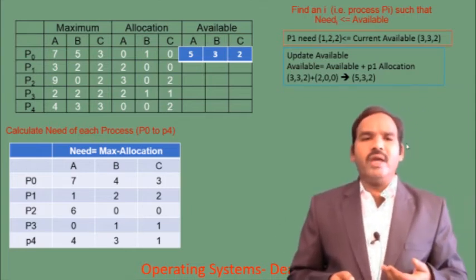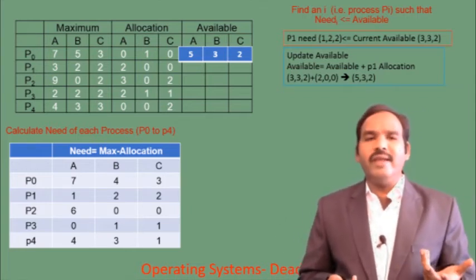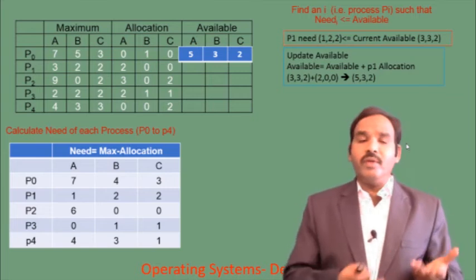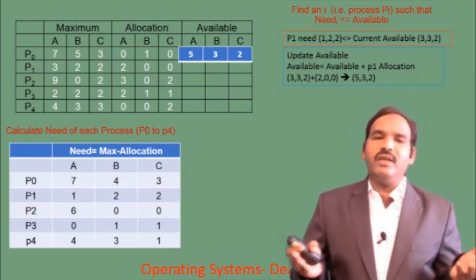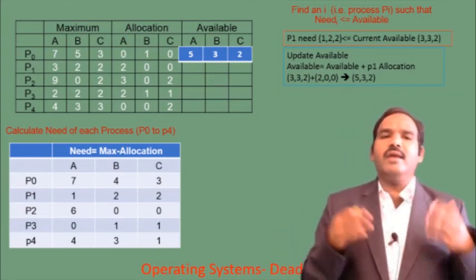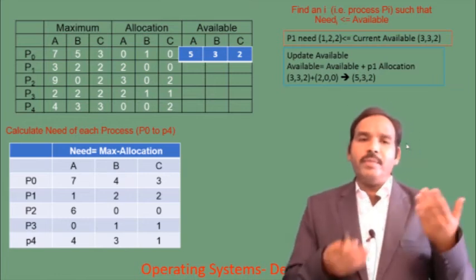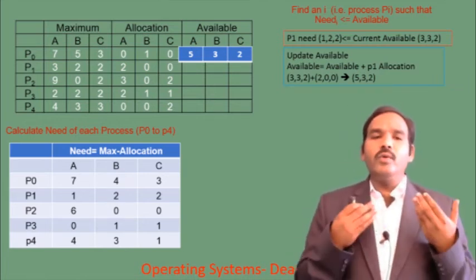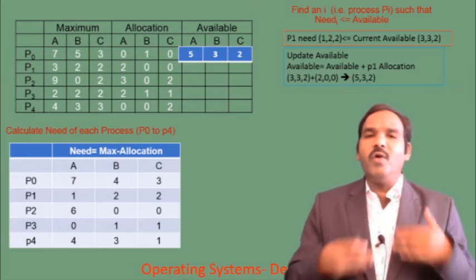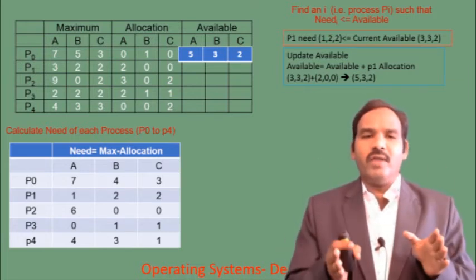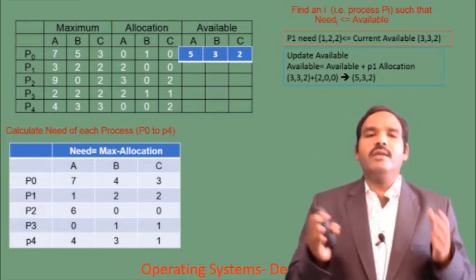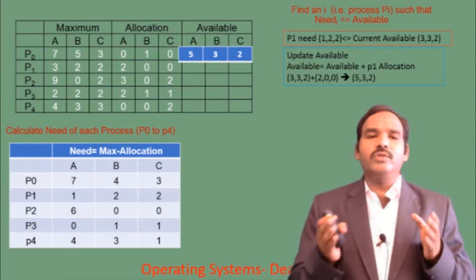Again you compare with P0, P0 cannot be satisfied. Then P1 is already completed. P1 completed execution, so it is not there in the list. Next one, P2. P2 is not satisfied. Why is P2 not satisfied? P2 need is 6 A's, but how many A's do we have? Only 5. So we cannot allocate the resources to P2.